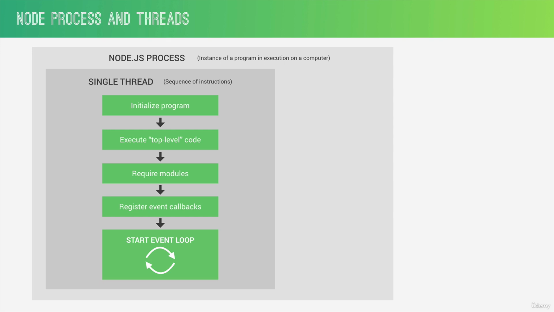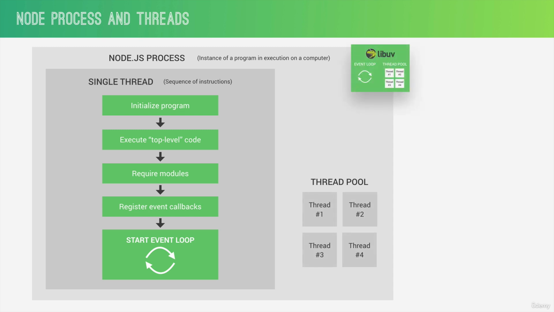But here is the catch. Some tasks are actually too heavy. They are too expensive to be executed in the event loop, because they would then block the single thread. And so that's where the thread pool comes in, which, just like the event loop, is provided to Node.js by the libuv library that we talked about before. The thread pool gives us 4 additional threads that are completely separate from the main single thread. And we can actually configure it up to 128 threads, but usually these 4 are enough.